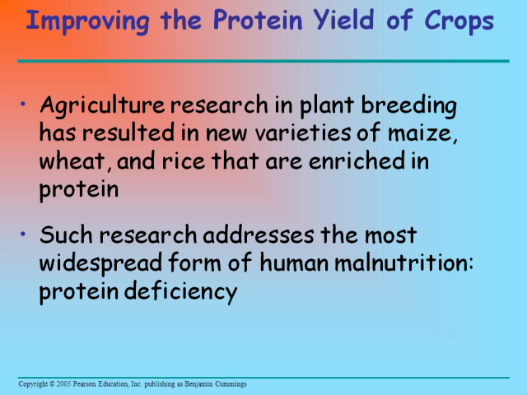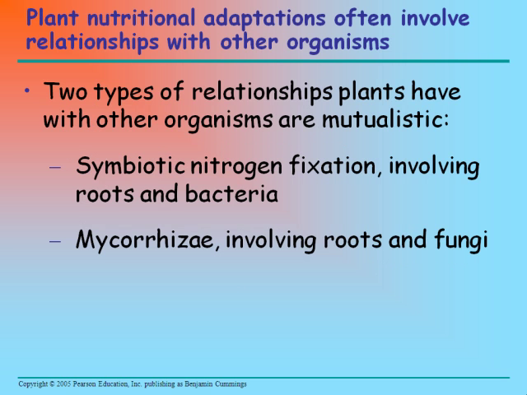So this improves the protein yield of crops. Agricultural research and plant breeding has resulted in new varieties of maize or corn, wheat, and rice that are enriched in protein. So this can address human malnutrition or protein deficiency, improving the protein yield of crops with nitrogen.